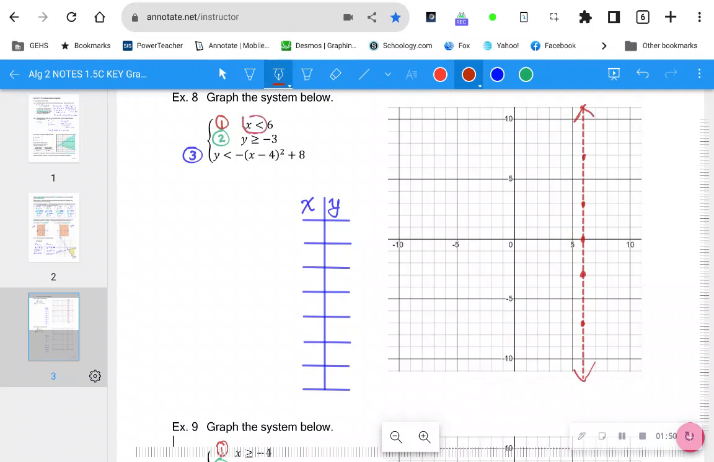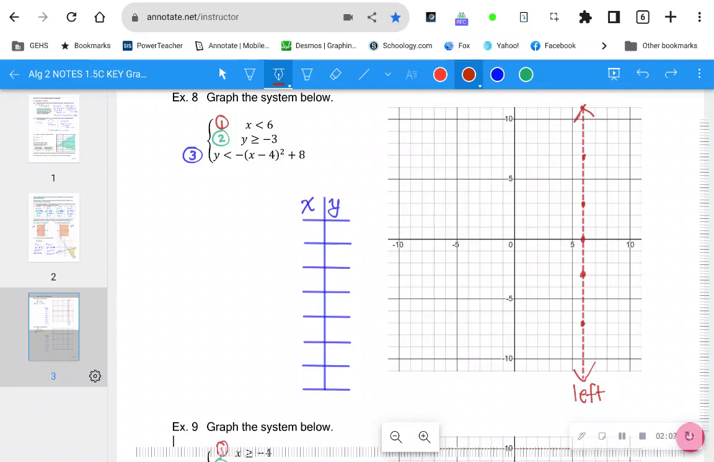When it's x is less than, you're going to shade to the left of that. So I'm just going to make a little mark here. We want to be on the left side of that line. And that means all this area here we will never write anything on, okay? So you're going to be shading on the left of that dashed line.